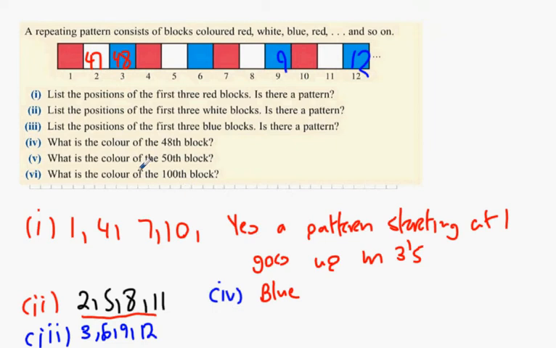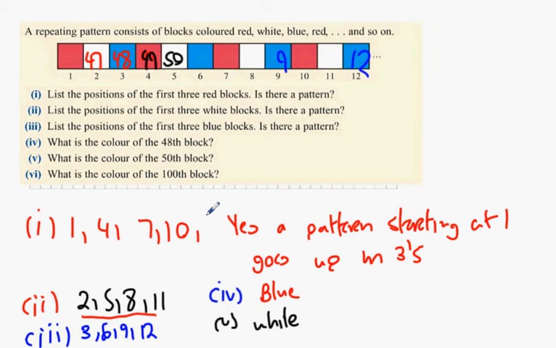What's the colour of the 50th block? Well, if we know the 48th block is blue, we know that the 49th is red. Therefore, we know that the 50th is going to be white. So that one there will be white.